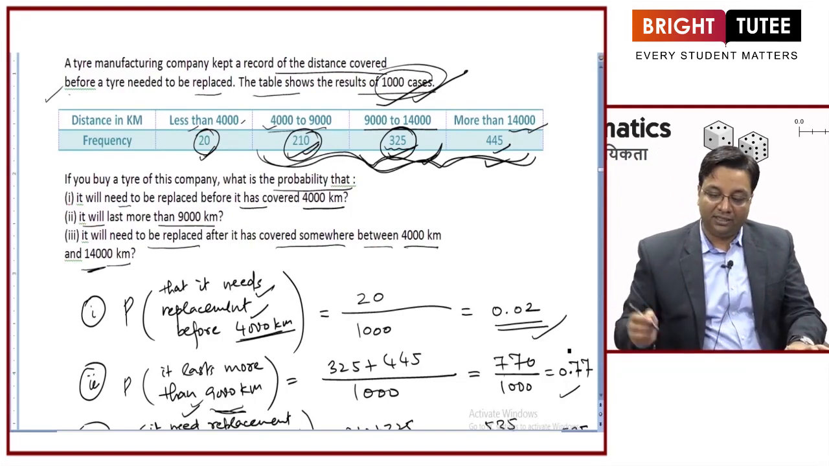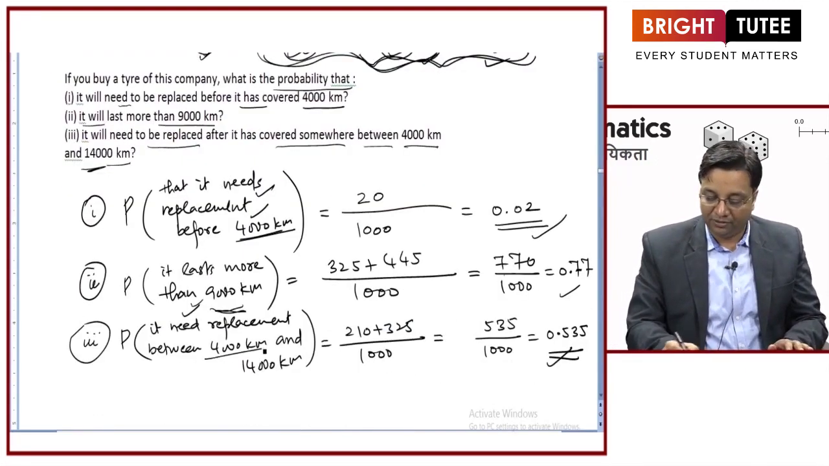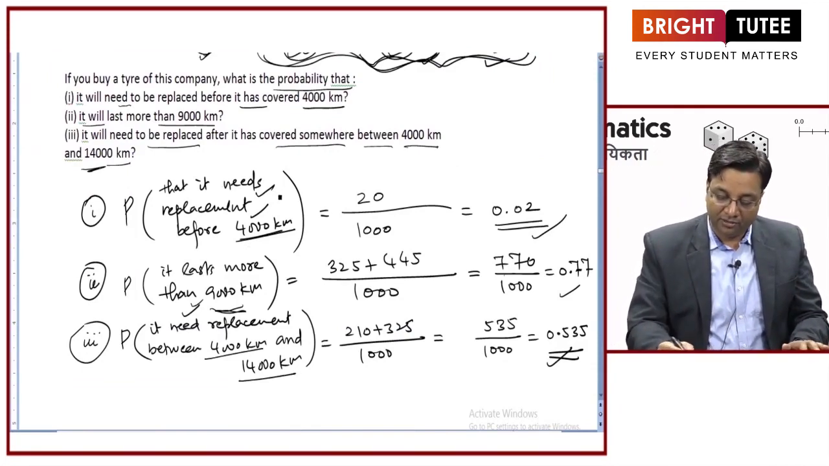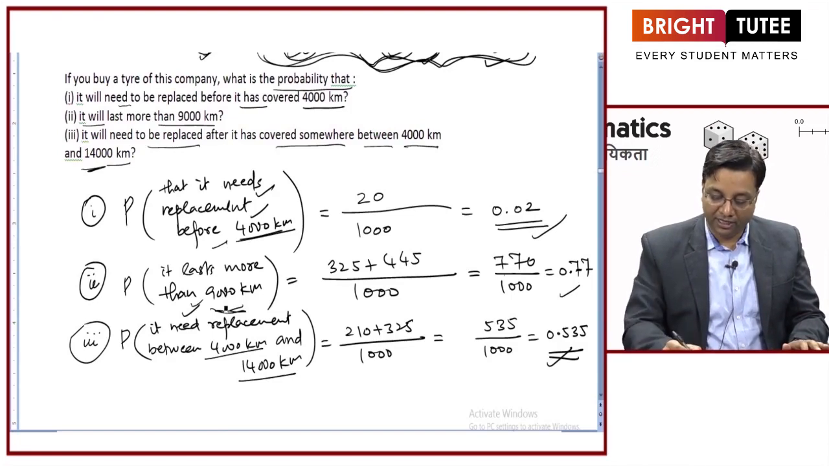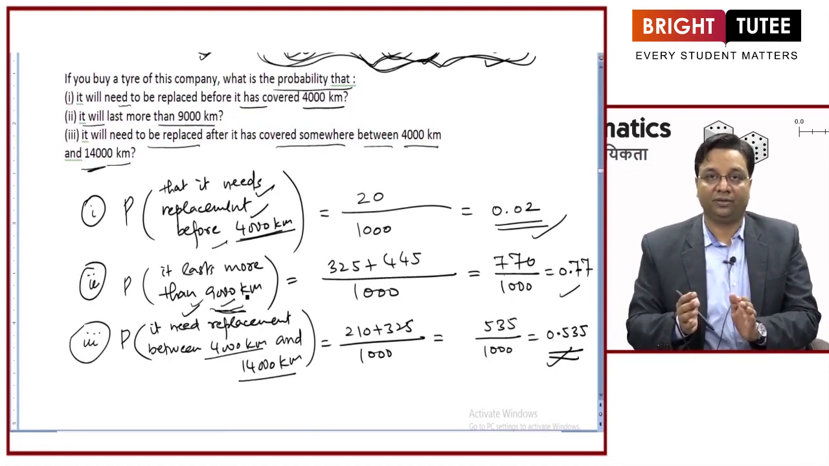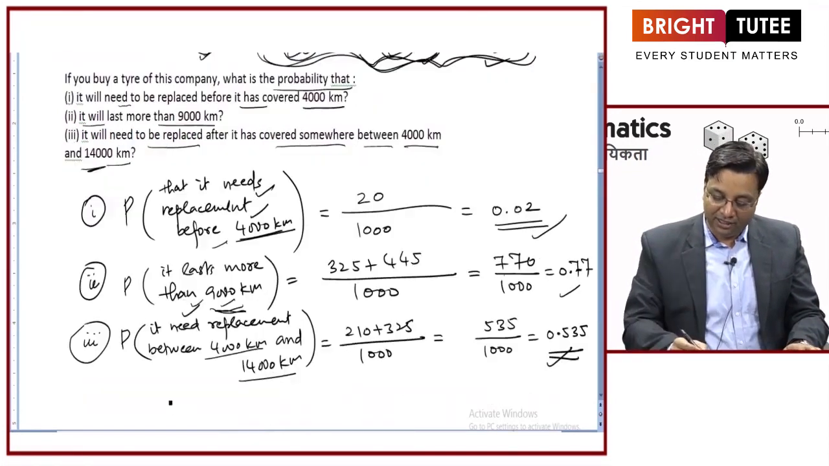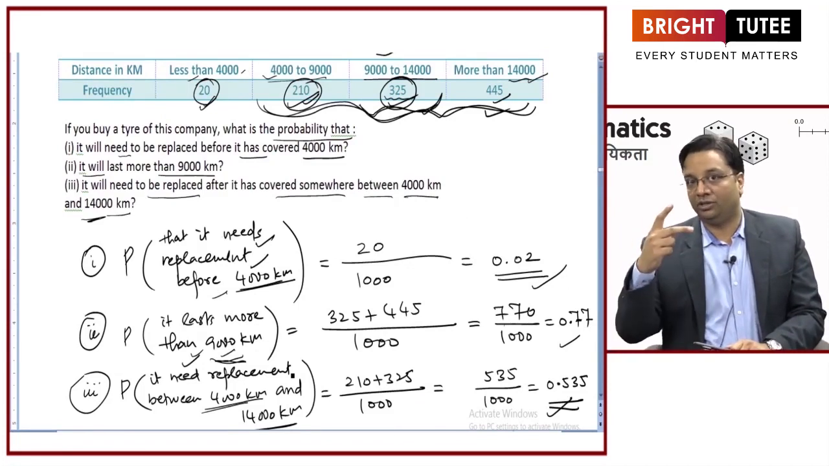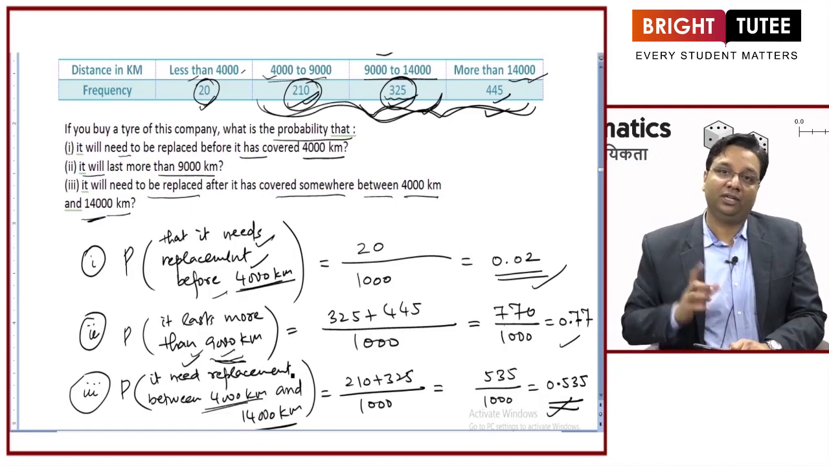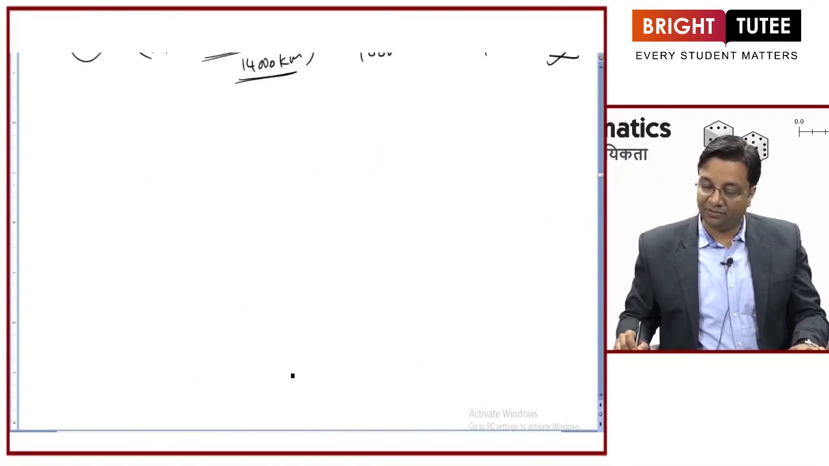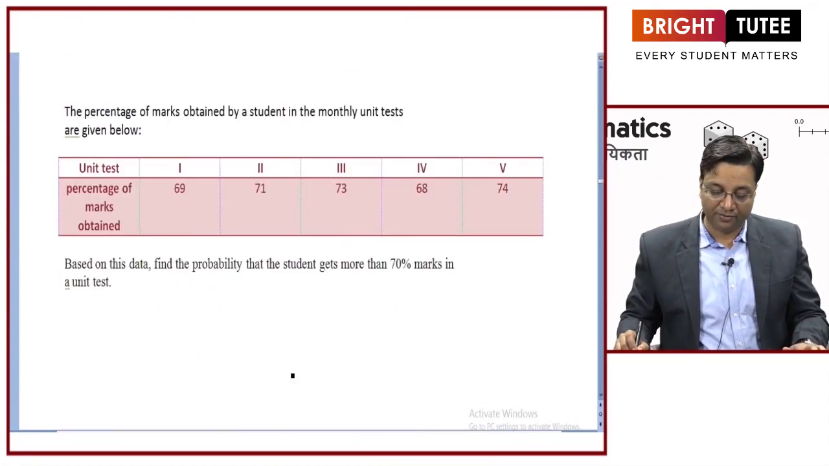When we are asking questions like this, it needs replacement between 4000 to 14000 kilometers, and then we are asking questions like before 4000 and more than 9000, the events are overlapping each other. If I had asked that it needs replacement between 4000 and 14000 and not between 4000 and 14000, if I asked two questions only, then the sum of probabilities would have been 1. So, keep this in mind that this sum will not always be equal to 1.